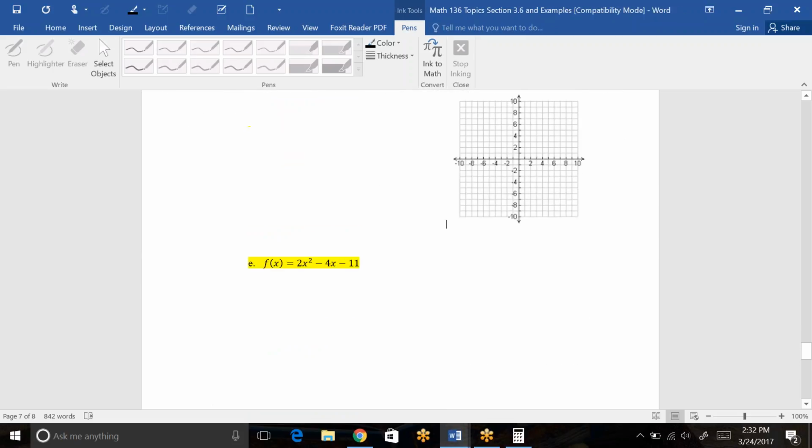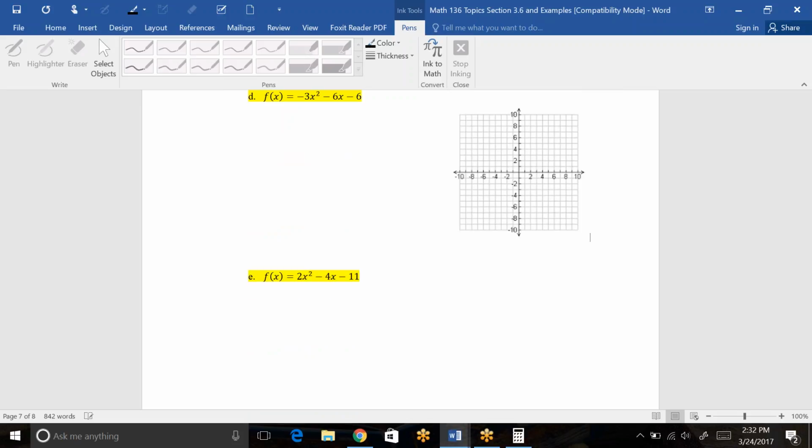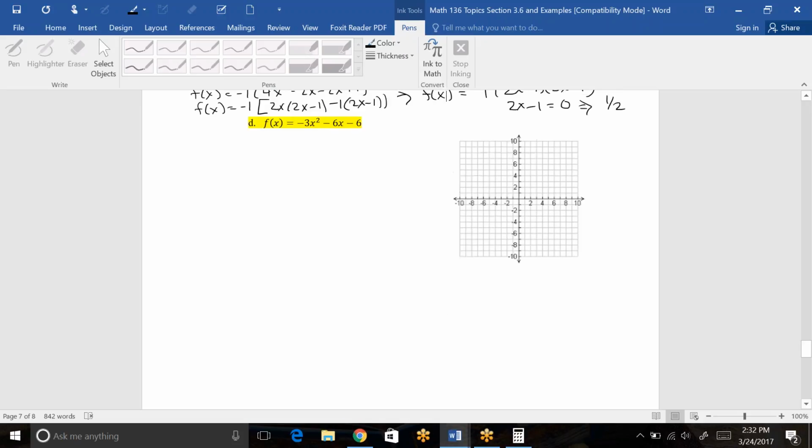All right, we have 2 more graphing ones and then we'll be done with 3.6. So notice this one has a negative out front, -3x squared minus 6x minus 6. So it's going to open down.